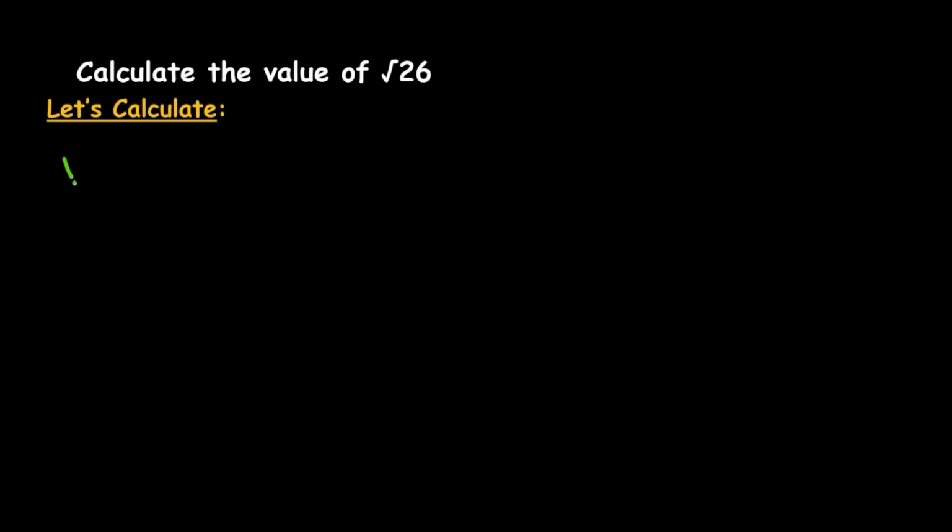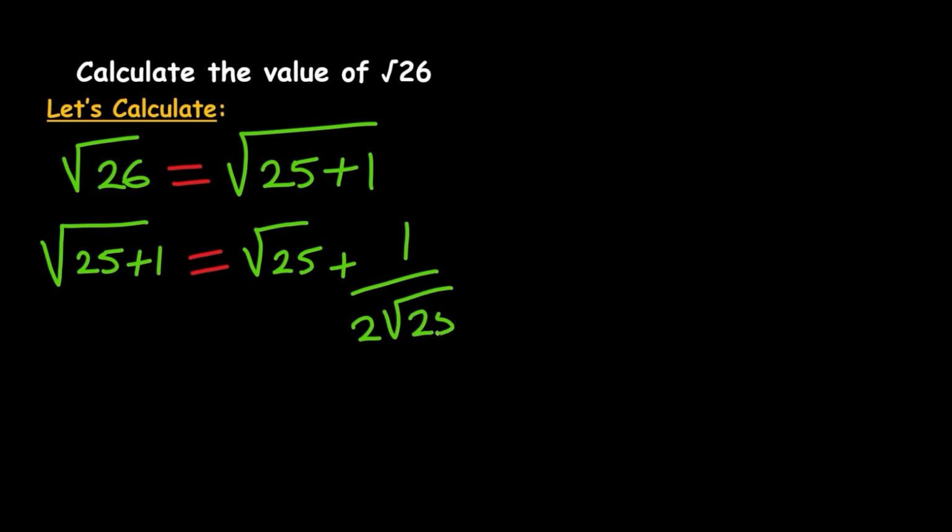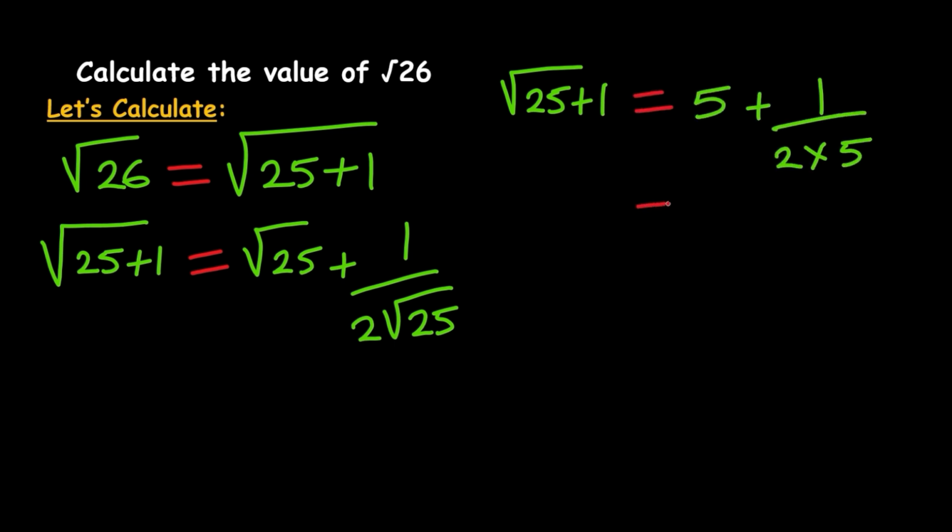We can write square root 26 to equal square root 25 plus 1. So square root 25 plus 1 equals square root 25 plus 1 divided by 2 times square root 25. Simplifying. Square root 25 plus 1 equals 5 plus 1 divided by 2 times 5. That's equal to 5 plus 0.1.